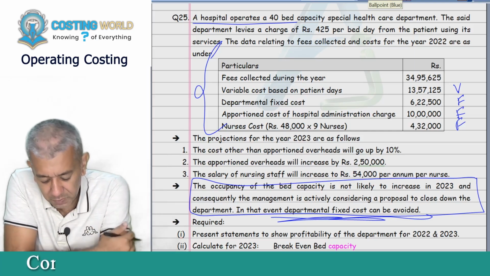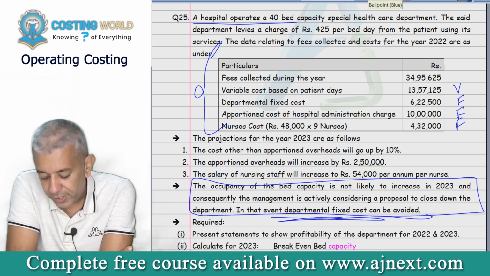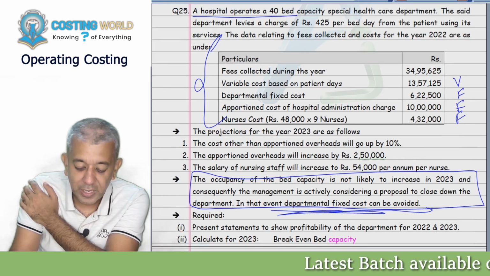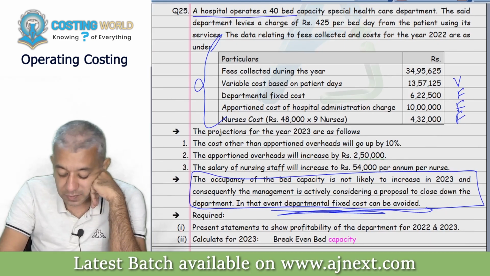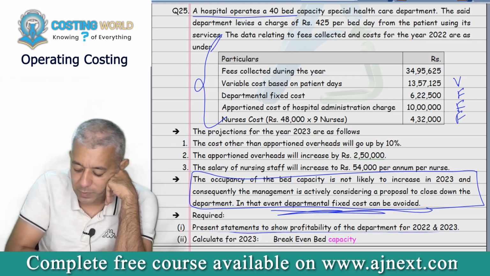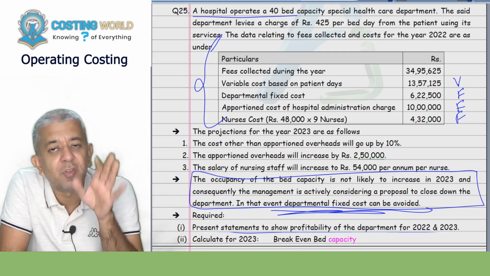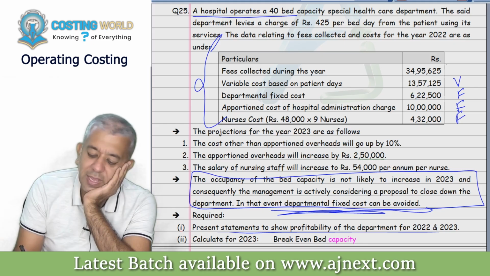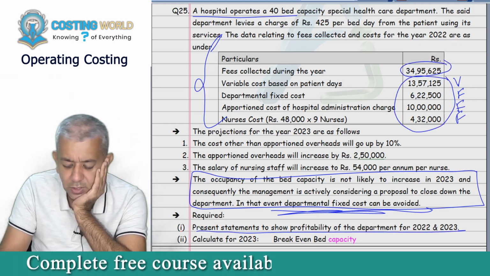Required. Present statement to show profitability of the departments for the year 2022 and 23. Okay. And calculate for 2023 break-even bed capacity. Now, what do you mean by break-even bed capacity? We all will see. But see, in part first, statement to show profitability of the departments for 2022 and 23. Can we say your profitability is revenue minus cost? Is that all okay? So, revenue we have, the cost also. Okay, you subtract these particular things, you will arrive at the profit.